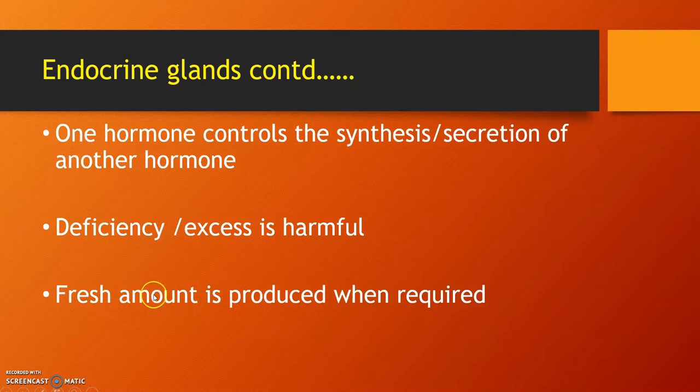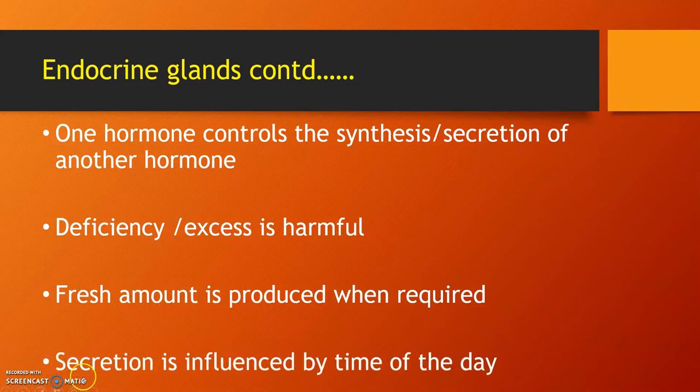And this is another very important feature of hormones, that they would be synthesized or secreted as and when required by our body. And finally, secretion is influenced by time of the day. A particular hormone will be secreted in higher amounts in the morning, but the same hormone may not be secreted in high amounts at night or in the evening. So this is the characteristic of endocrine secretions or hormones, that they are very much influenced by the time of the day.